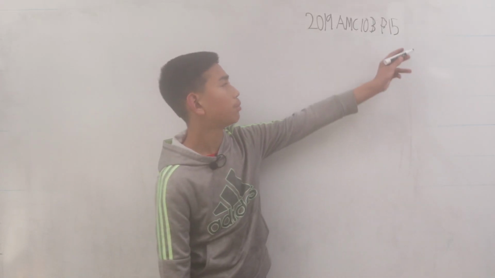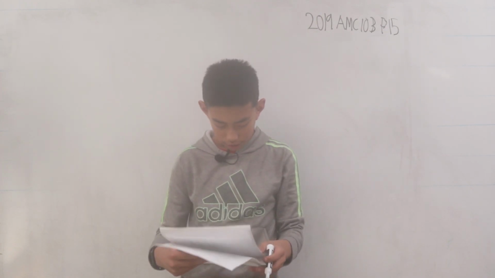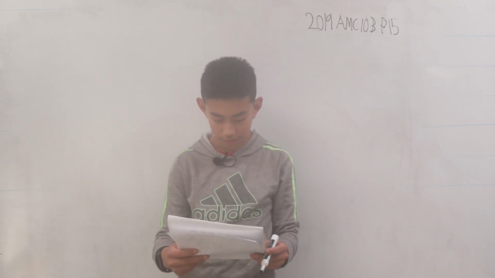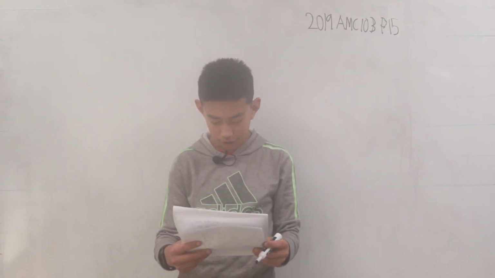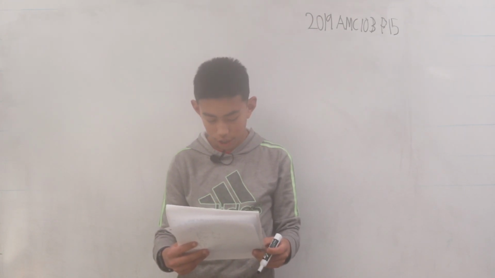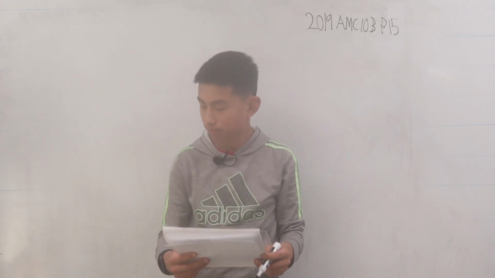We're solving problem 15 from the AMC 10B from 2019. Right triangles T1 and T2 have areas 1 and 2 respectively. A side of T1 is congruent to a side of T2, and a different side of T1 is congruent to a different side of T2. What is the square of the product of the other sides of T1 and T2?